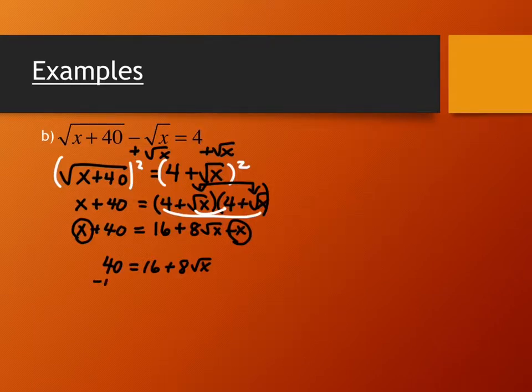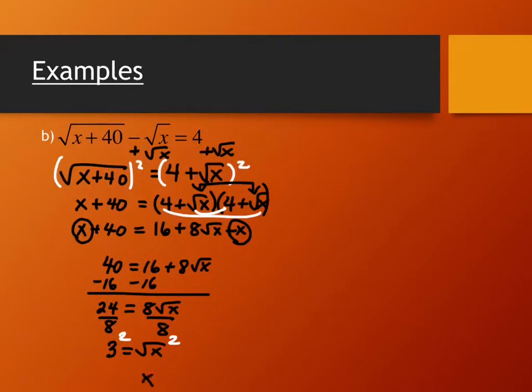Subtract a 16. Sounds good. Remember, we're working our way from the outside in. So moving from the things that are furthest away from x to the things that are right beside x. 40 minus 16 would be? 24. And then I have 8 radical x on the right because the 16 is added to 0. Now what? Divide by 8. Okay, so that's 3. 3 equals the square root of x. Now what? There we go. We're going to square both sides now. So what does x equal?